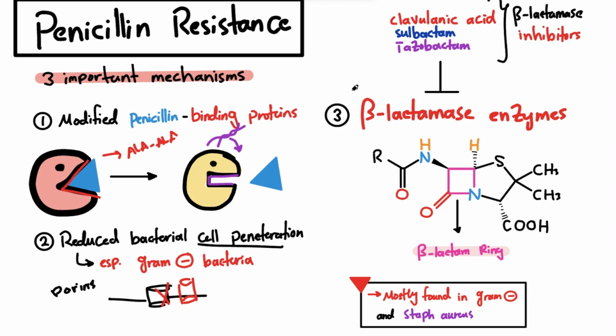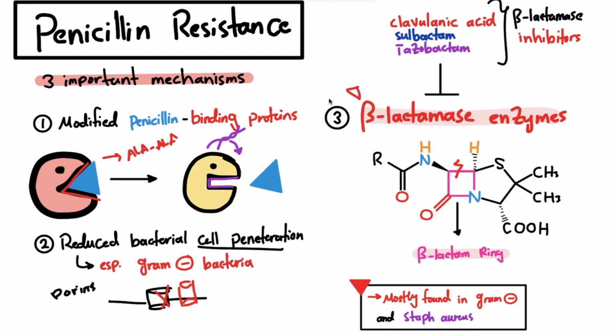A third important mechanism, probably one of the most important, is the beta-lactamase enzyme. The beta-lactamase enzyme is a clever enzyme. It goes to the beta-lactam ring and cuts it, rendering penicillin inactive, and therefore we no longer have any effect of penicillin. We will talk later about beta-lactamase inhibitors, but it's important to keep in mind for now that we have specific inhibitors that we can use with penicillin to help it avoid this beta-lactamase activity, including clavulanic acid, sulbactam, and tazobactam.